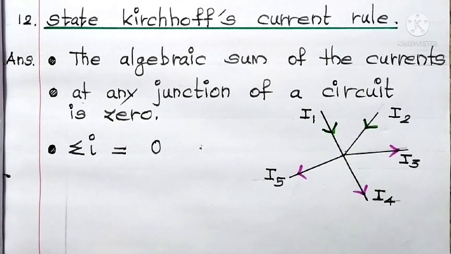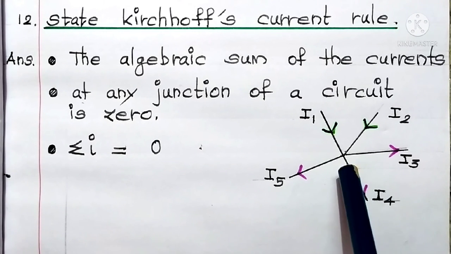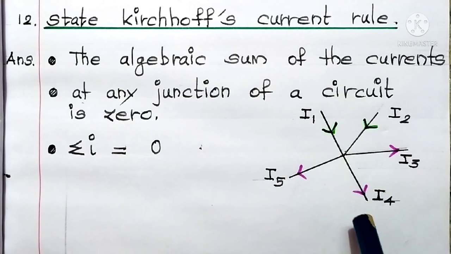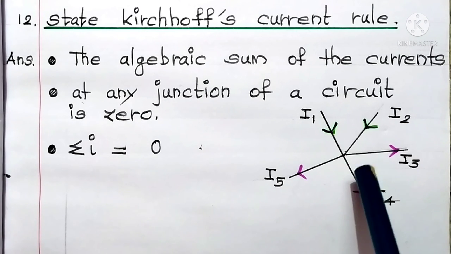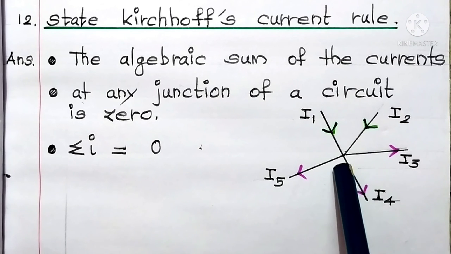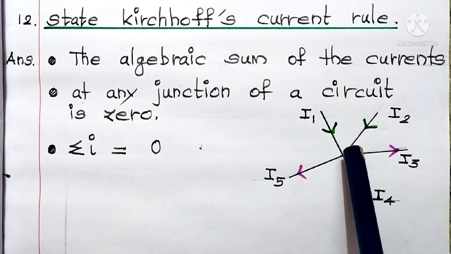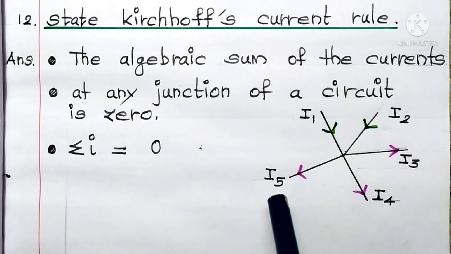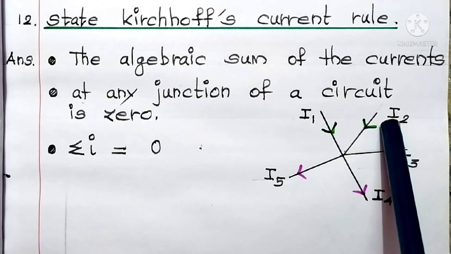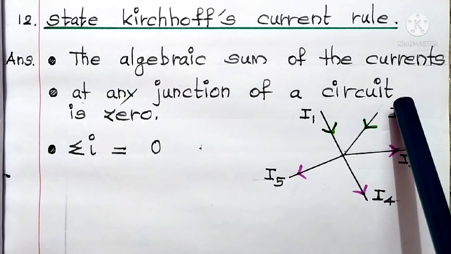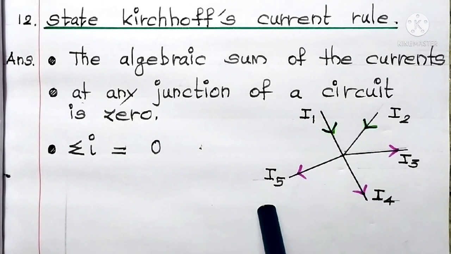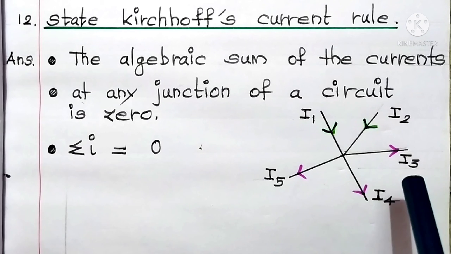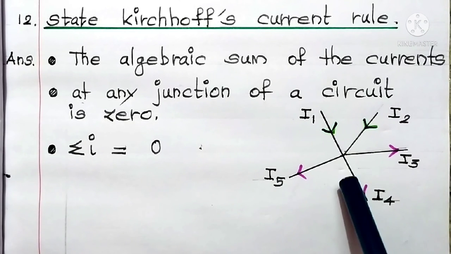Now, let us have a close look at this diagram. Here, there are 5 currents represented in the form of arrowheads, and here comes the junction at the midpoint. So in this diagram, the current I1 and I2 are coming towards the junction, and I3, I4 and I5, these three currents are coming out of the junction.